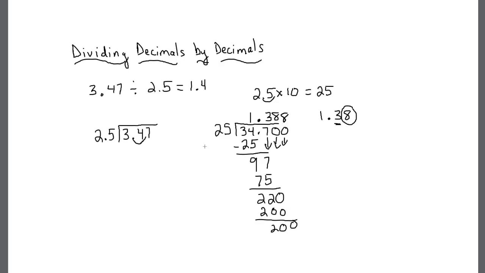But a lot of times you're not going to get a decimal that terminates. You'll get a decimal that just kind of goes on and on, and so we need to know how to round because of that. All right, let's do another example.